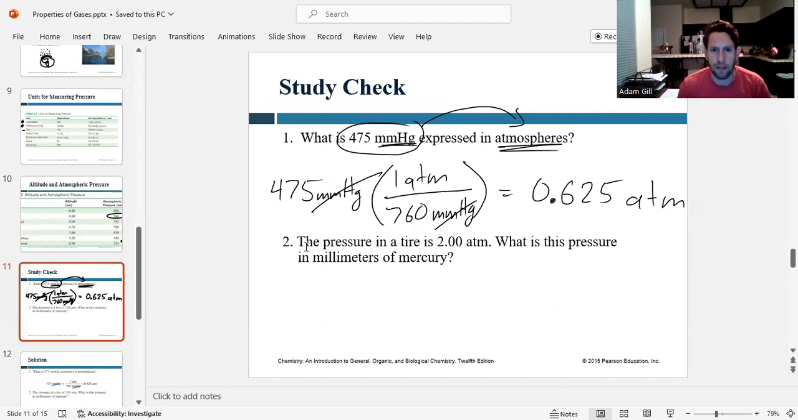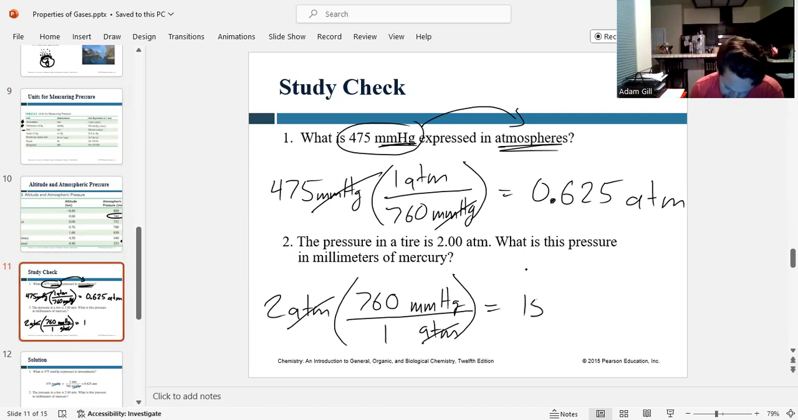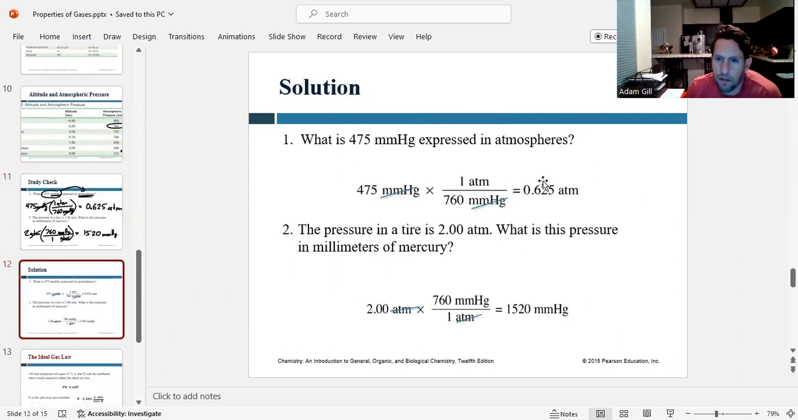All right. Question 2, the pressure in a tire is 2 atmospheres. What is this pressure in millimeters of mercury? Well, let's start with the given, 2 ATM. And we're going to use the same conversion factor, but we're going to flip it because we want atmospheres on the bottom, and we want millimeters of mercury on top. So there's 760 millimeters of mercury for every 1 atmosphere. Atmospheres cancels. So 2 times 760 equals 1520 millimeters of mercury. Okay. It looks like we did it right.